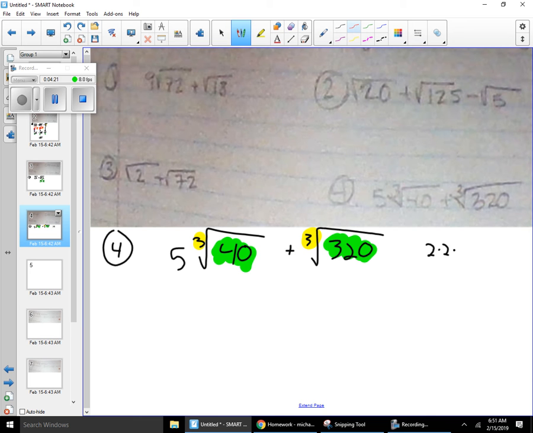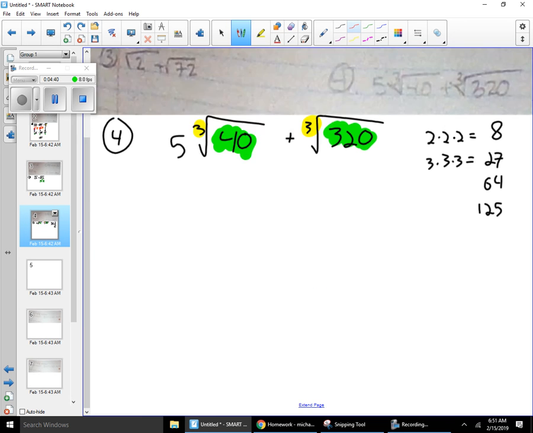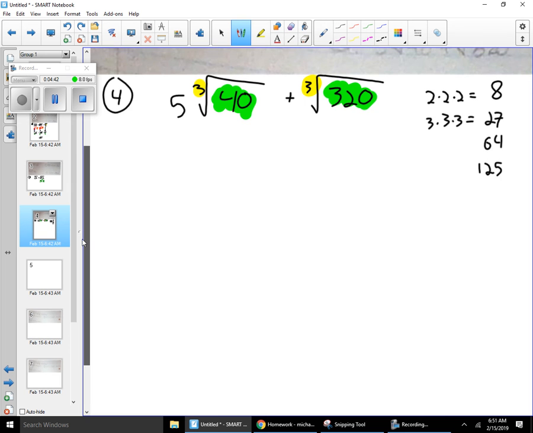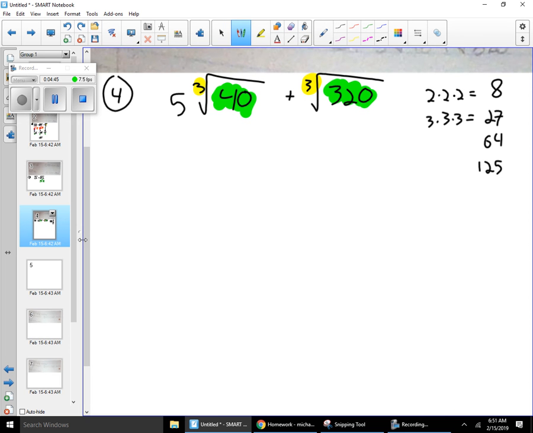So 2 times 2 times 2 is 8. 3 times 3 times 3 is 27. The next one will be 64, followed by 125. So these are our perfect cubes. Again, just like with the squares, you can Google a list of perfect cubes and get them fairly quick. So these are now the numbers we want to break these radicals up with. 40 we can break up as 8 and 5. Again, the reason why I'm picking 8 is because 8's a perfect cube.